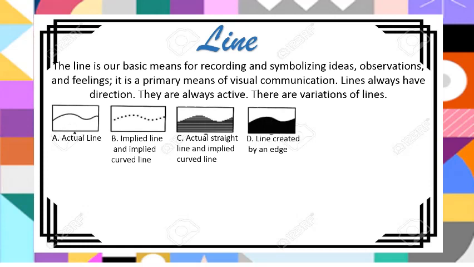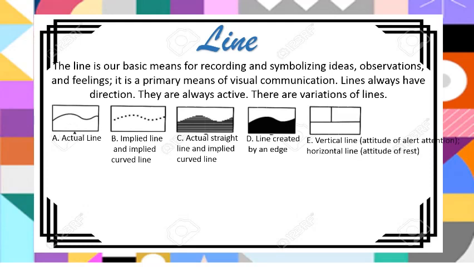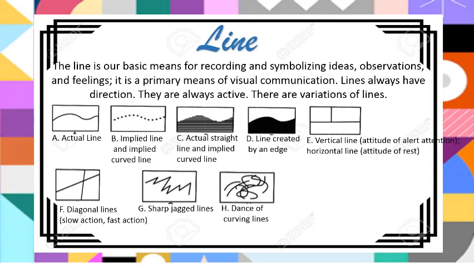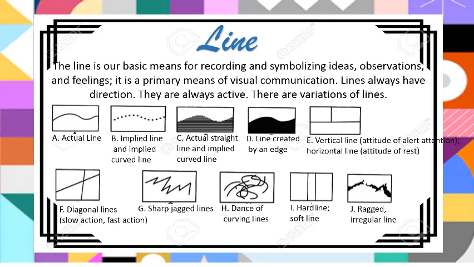Line created by an edge. Vertical line, which represents an attitude of alert and attention, and horizontal line that represents an attitude of rest. Diagonal lines for slow action and fast action. Sharp jagged lines, dance of curving lines, hard line and soft line, and we have ragged irregular lines.